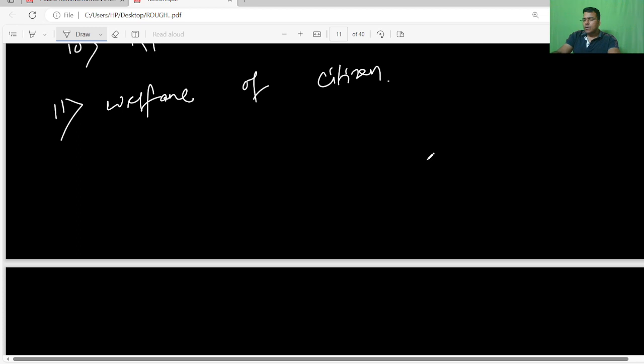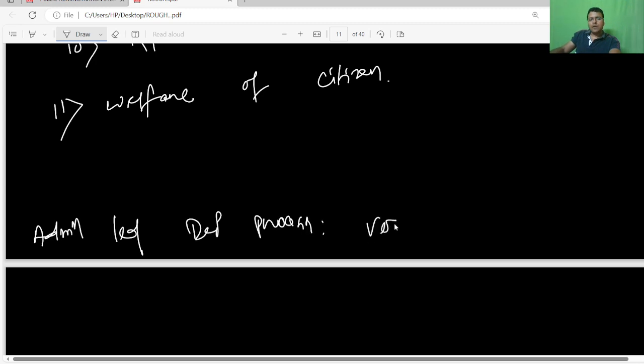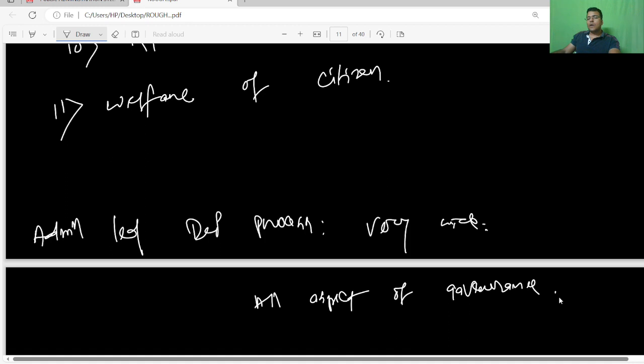So now you can conclude that development administration, or what we call administration led development process, is very wide. It covers all aspects of governance.